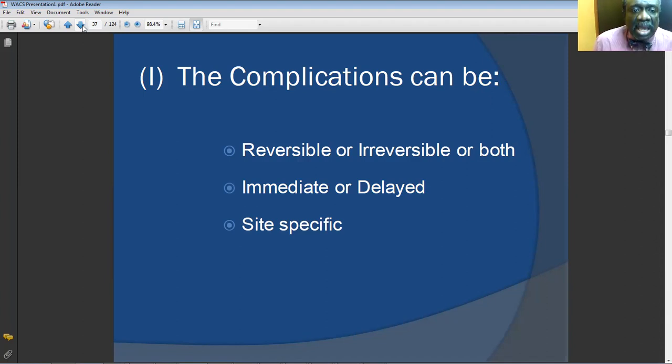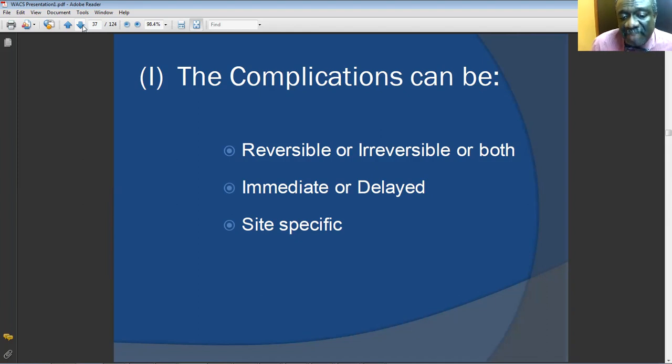And you can also classify complications of implant placement, surgical complications, into immediate or delayed. And also there are site-specific complications. And I will say to you straight away that when you are placing implants in the mandibular bone, you cannot have perforation of the maxillary sinus because there is no maxillary sinus there. You get what I mean?